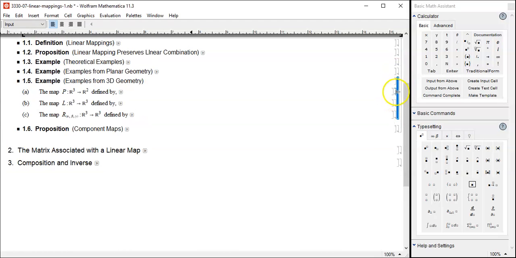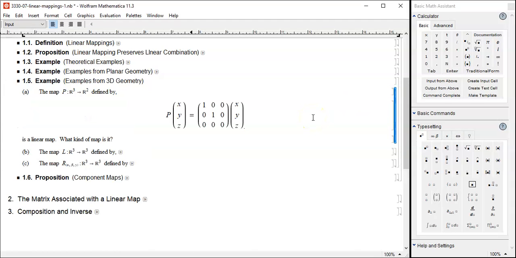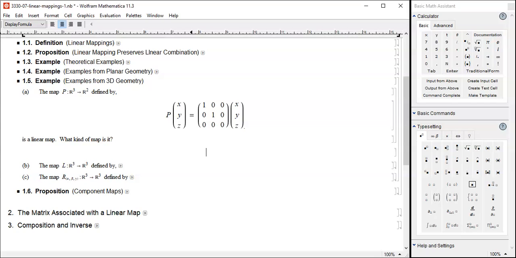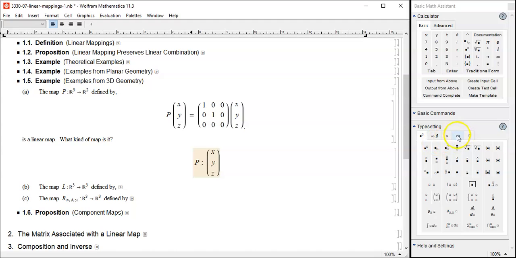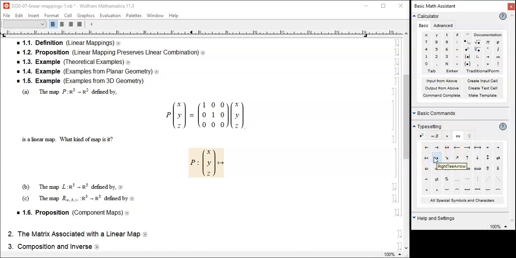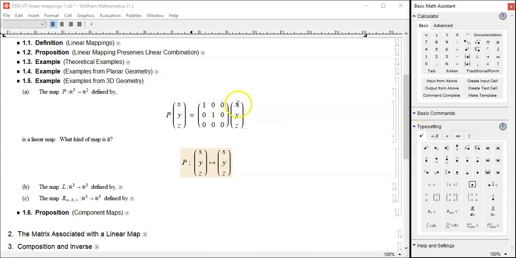Let's see, how about some 3D geometry? Map P, what kind of map is this? P is sending this XYZ over to, let's see, let's do matrix multiplication. X times 1, 0, 0. Okay. And then y times 0, 1, 0, okay. And the 0, 0, 0, so it's this one. So XYZ is going to just x comma y.